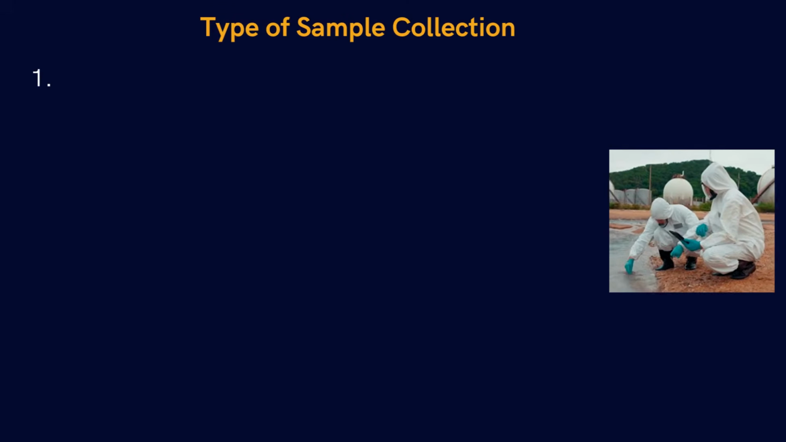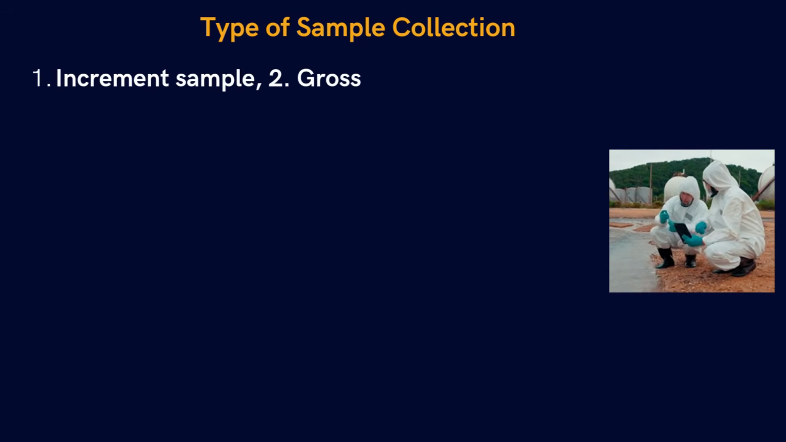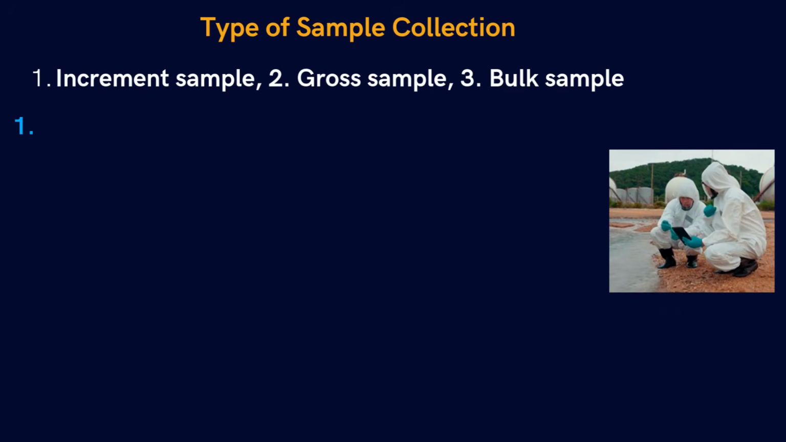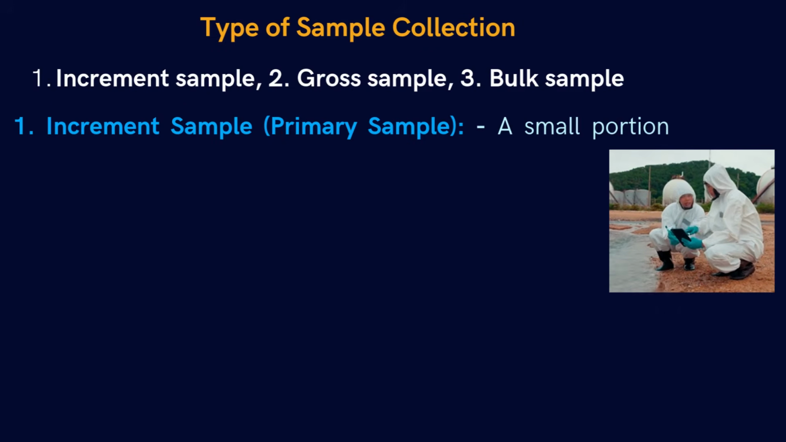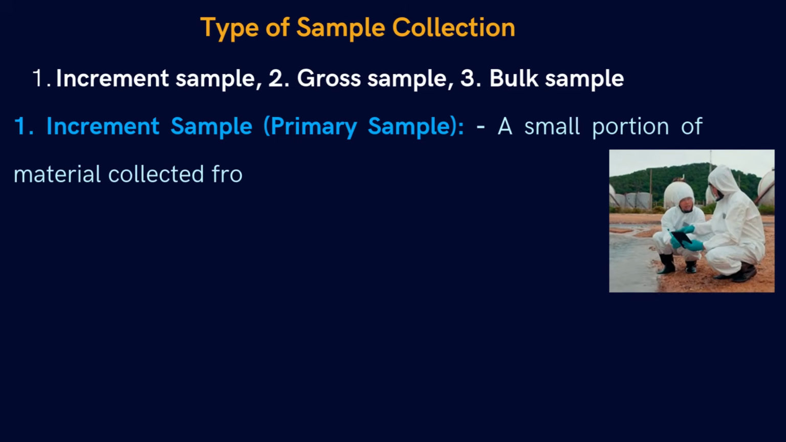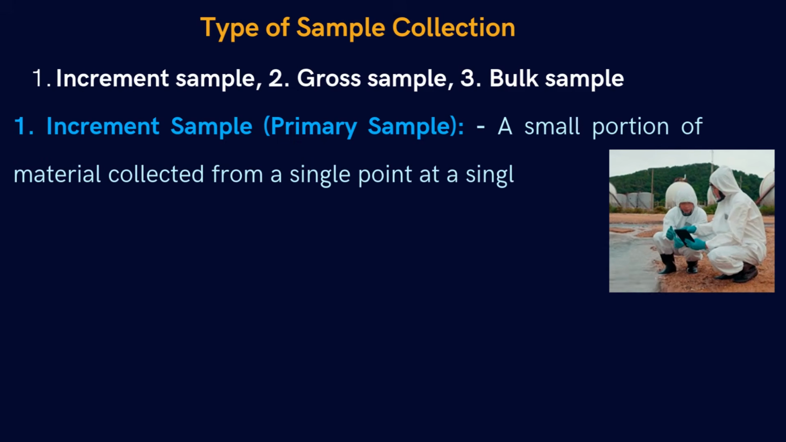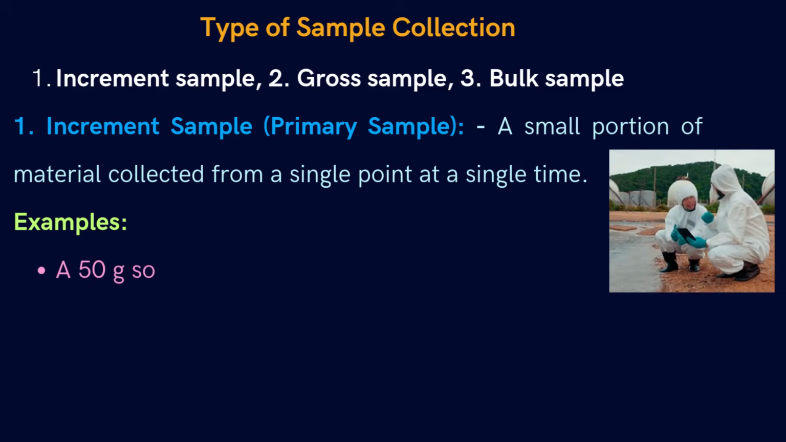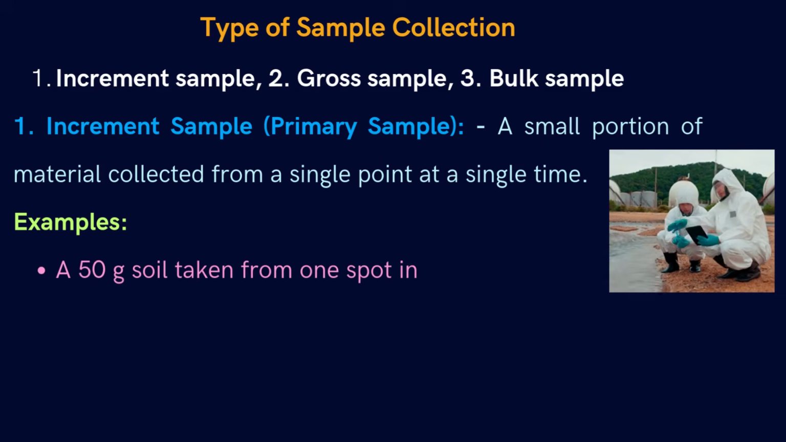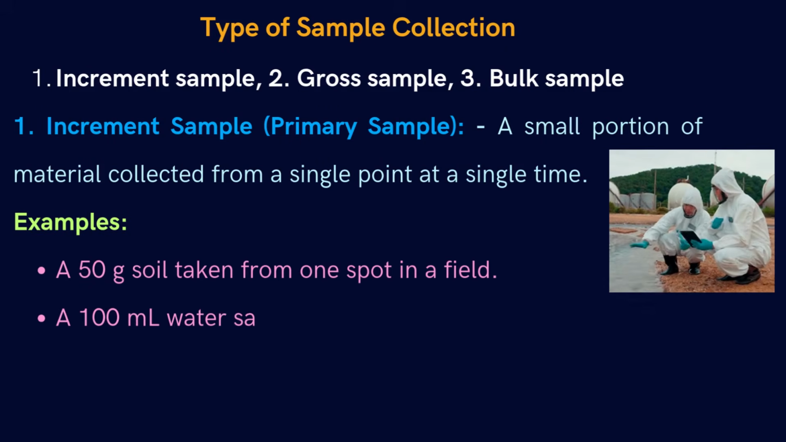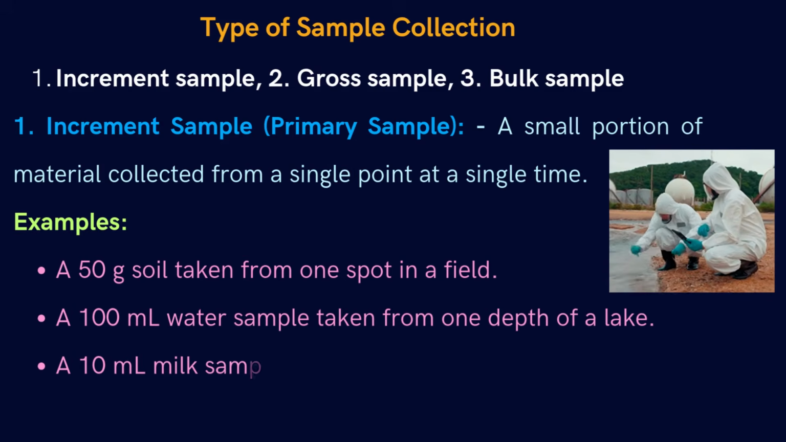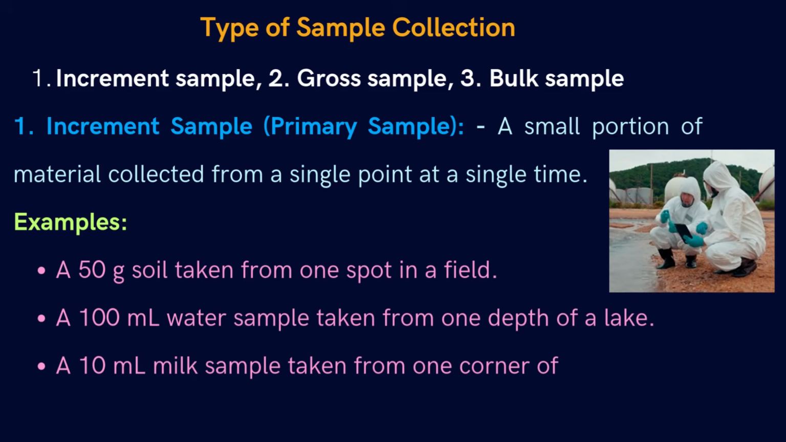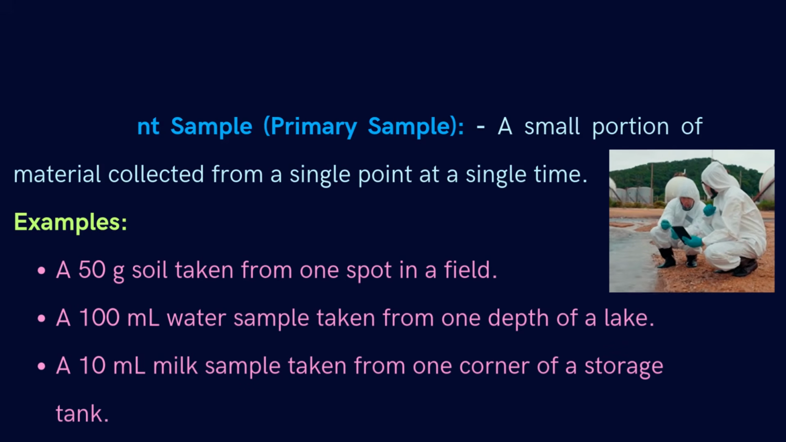Another topic is types of sample collection. There are three types. First one is increment sample, second one is gross sample, and third one is bulk sample. First, we will see the increment sample, or primary sample, which is a small portion of material collected from a single point at a single time. Examples: a 50 gram soil sample taken from one spot in a field. A 100 milliliter water sample taken from one depth of a lake. A 10 milliliter milk sample taken from one corner of a storage tank.